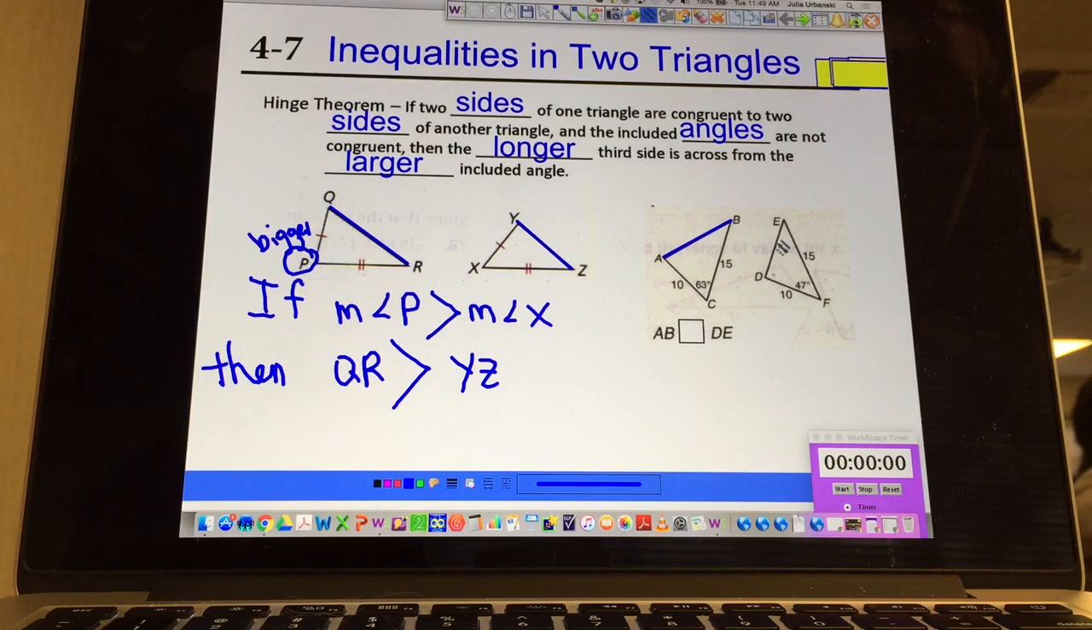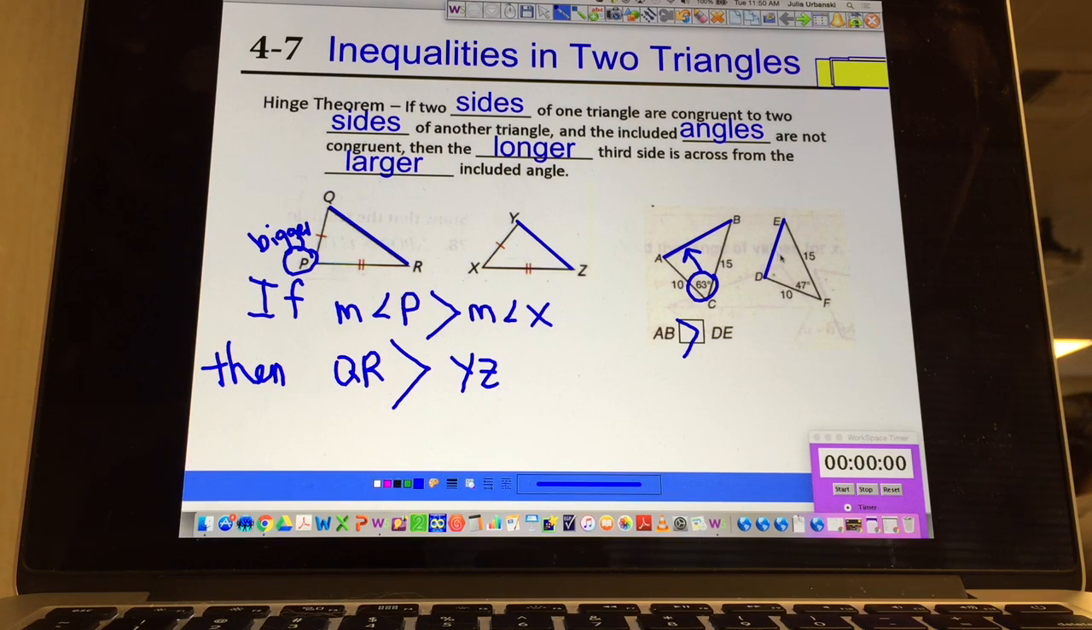We're comparing AB to DE. So, we have to figure out which is bigger. How are we going to figure out? We're going to look across from it. AB is across from 63, and ED is across from 47, so which one's bigger? C is the bigger angle, so what's bigger, AB or DE? Yep, look across from the bigger angle. AB would be bigger, because it's the opening from the bigger angle, 63 degrees.